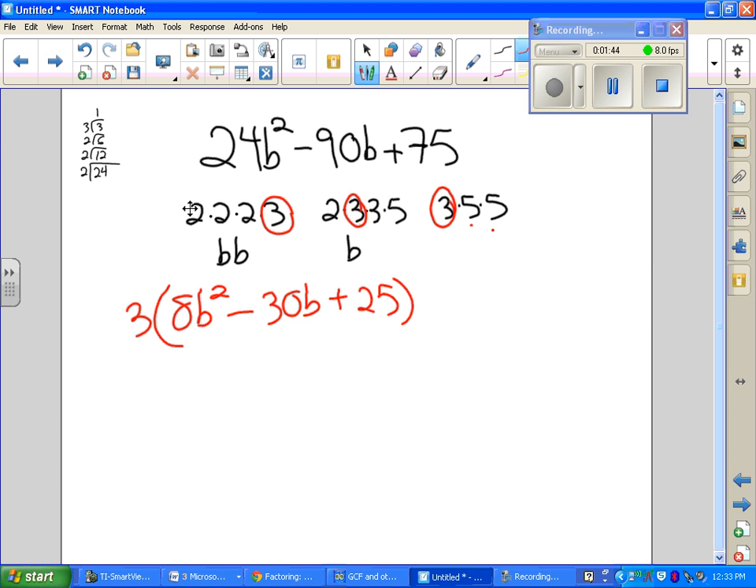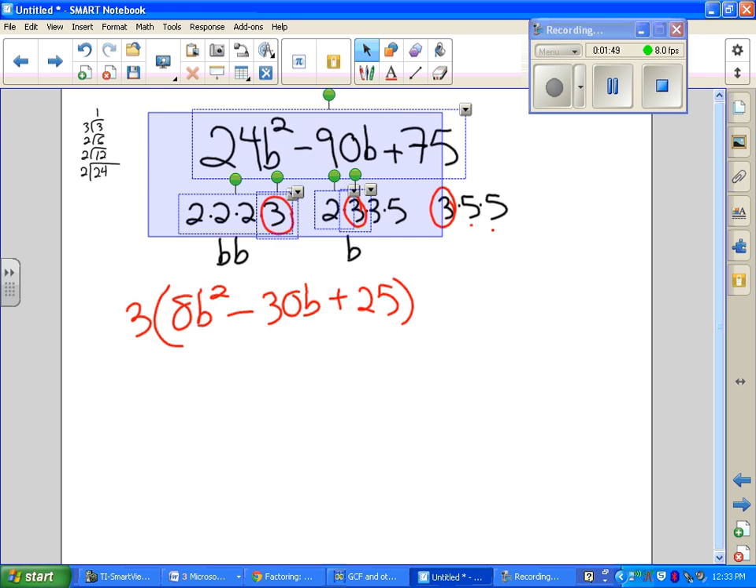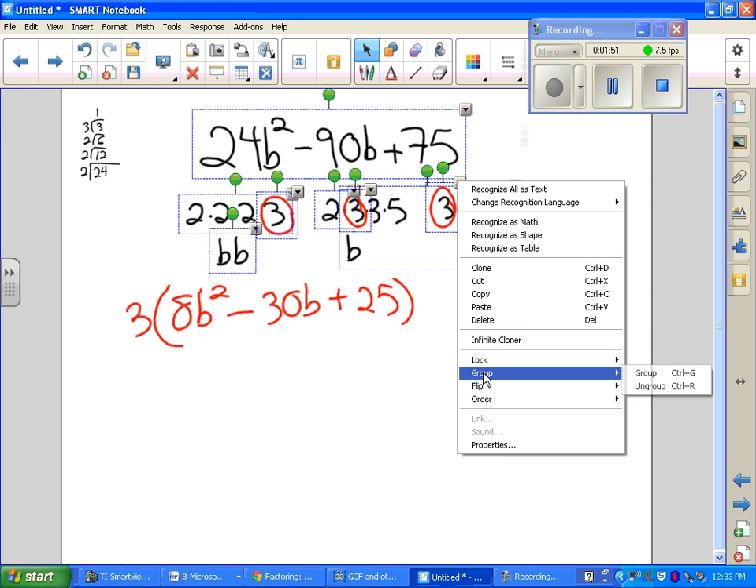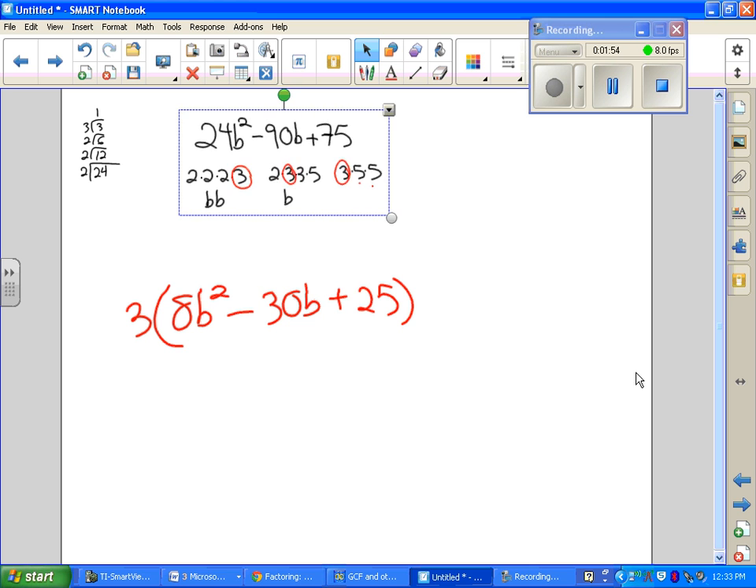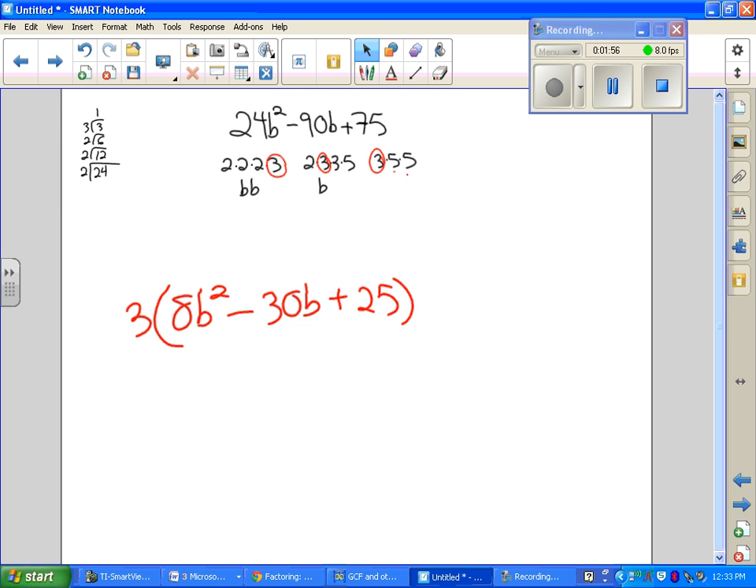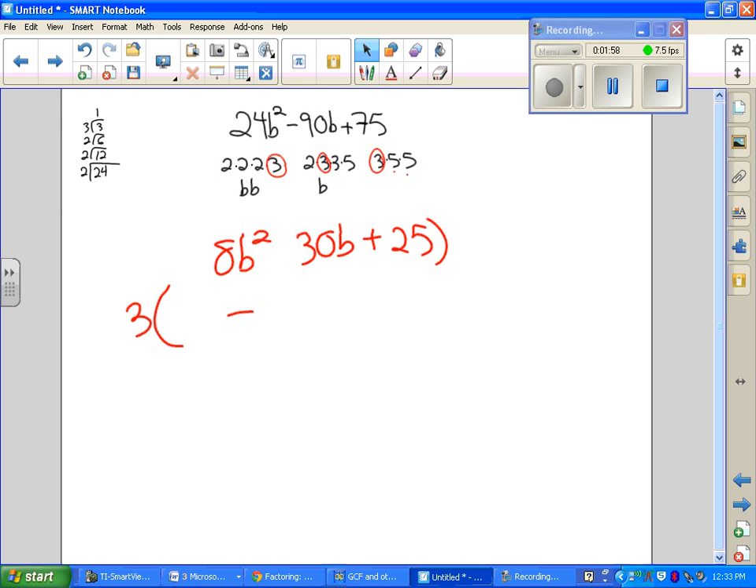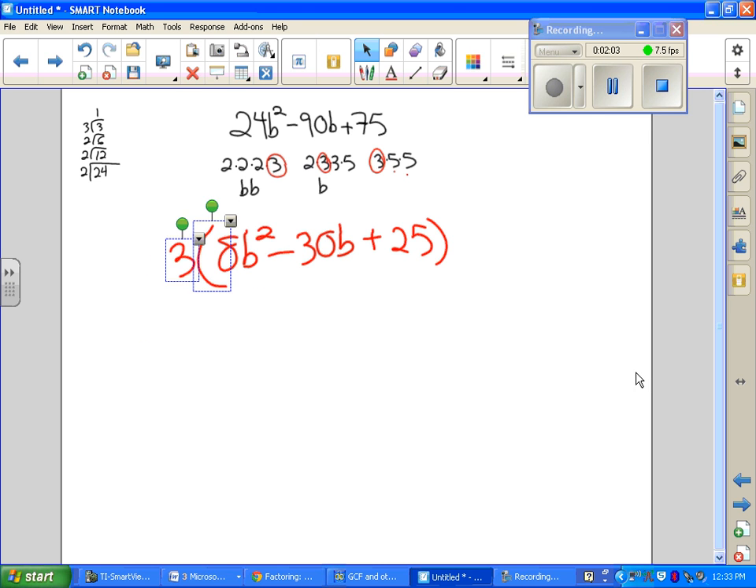All right, so I may have to break down this 8b squared some more. So let me just make this smaller up here and move this up. It's making it difficult for me, isn't it? All right, so I'm going to circle my 3 because I'll need that one later on. I'm going to put it down here this time. I'll need that 3 for my final answer. And I'll put my final answer here.